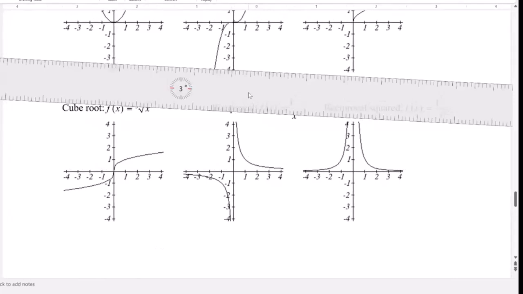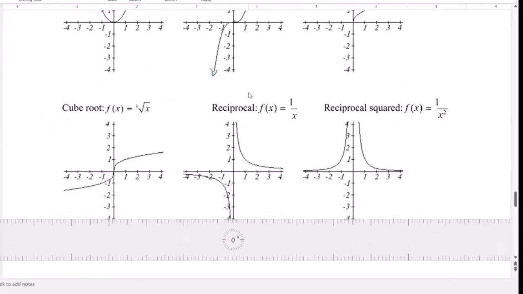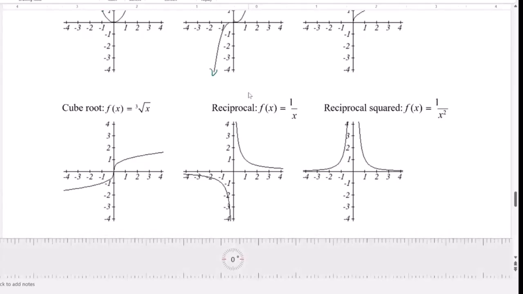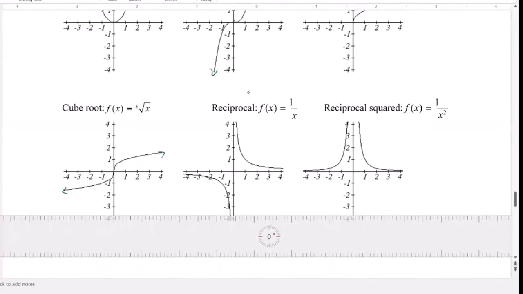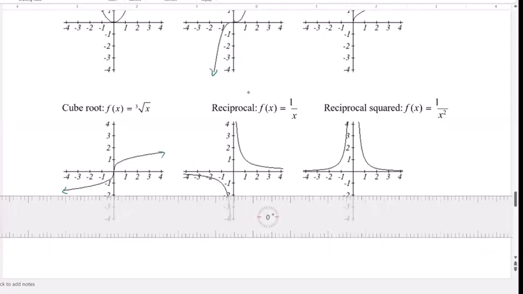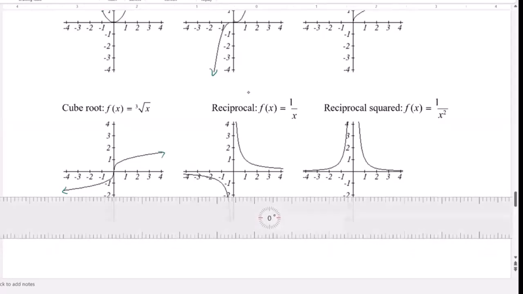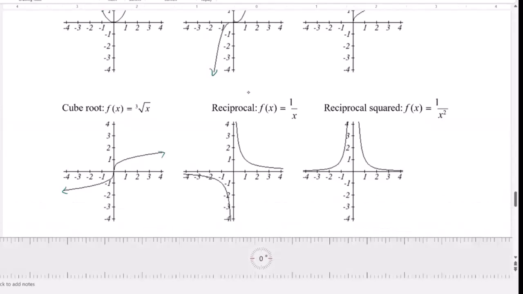And let's look here. Well, the cube root, as you can see, you have to remember these are continuing. There's only so much space that they're being given, but they continue on forever. So we look here and we can see that our domain, well, actually, we don't even need the ruler for this. Our domain starts at negative infinity, comes through and goes to positive infinity.